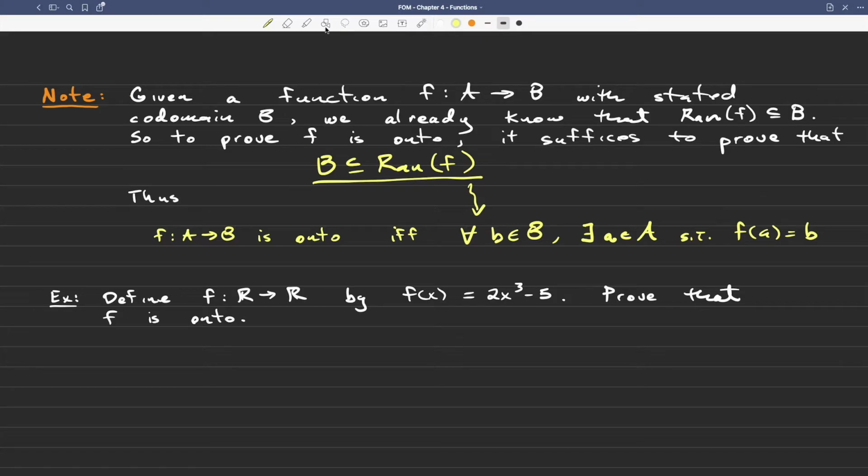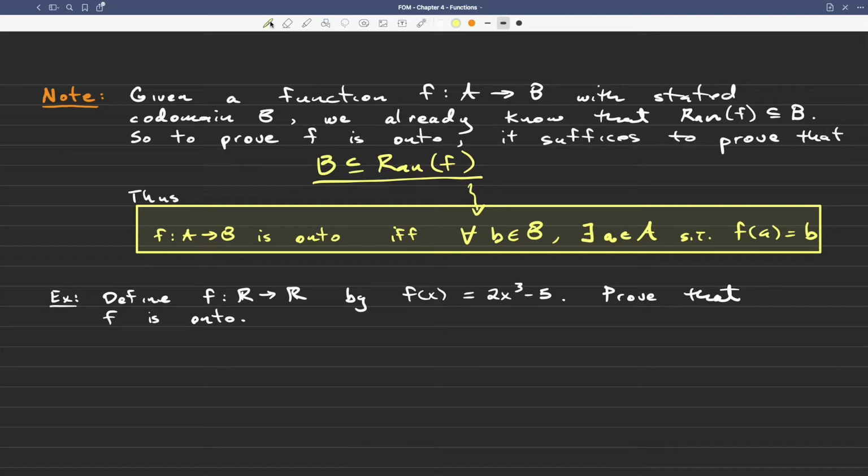This is pretty nice. This is a different way to characterize the definition of onto that oftentimes is easier to work with. A function from A to B is onto if and only if for every little b in big B there exists an element little a in big A such that f(a) = b. And so that captures the idea that every element in B is the image of some element in A.